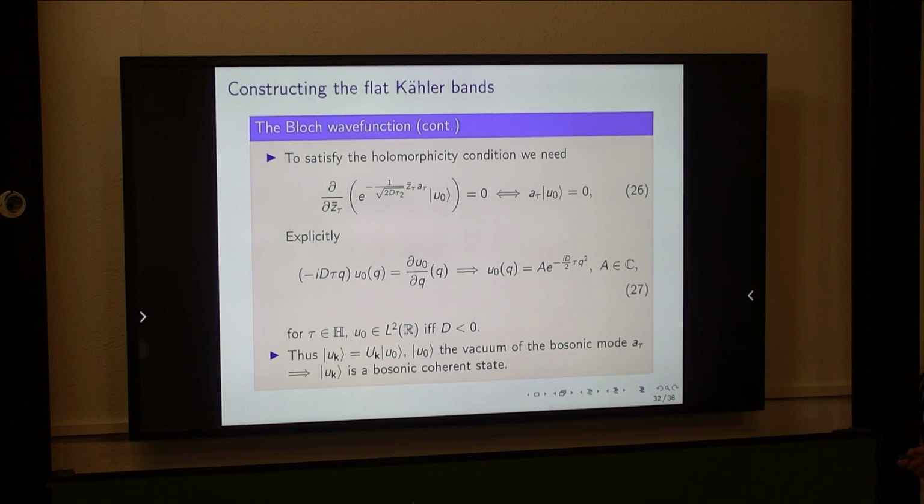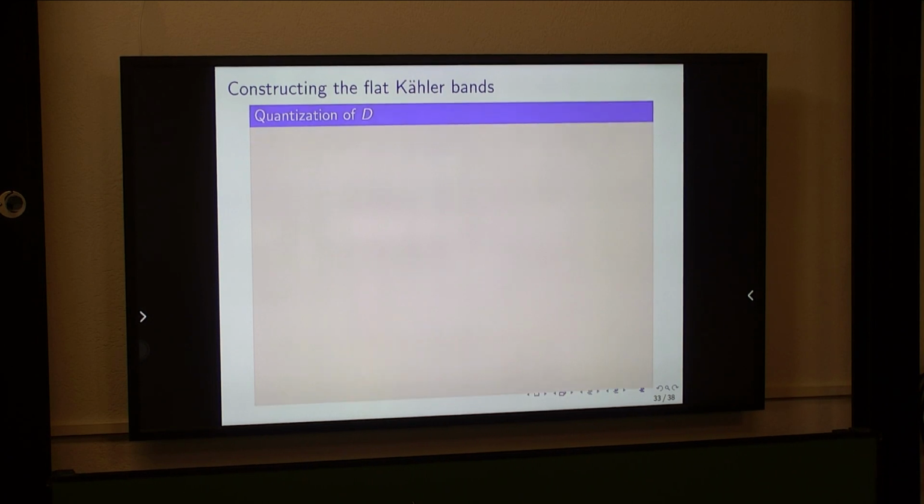And what you find is that U sub k is a bosonic coherent state, because U sub k is a displacement operator for bosonic mode. Okay? This is quite fascinating. It was kind of fascinating for me.